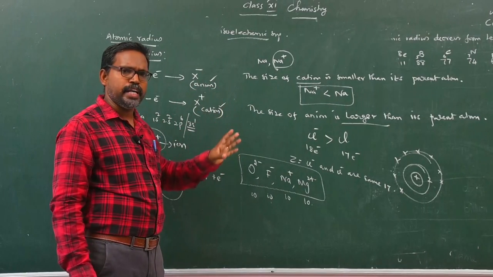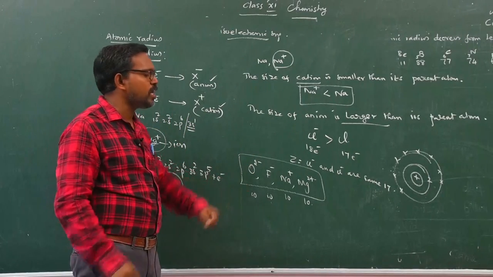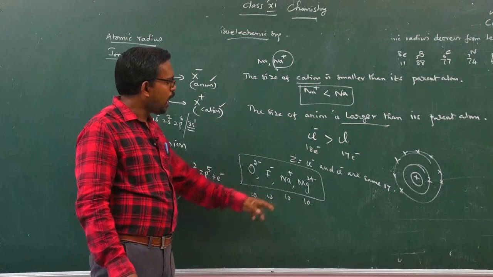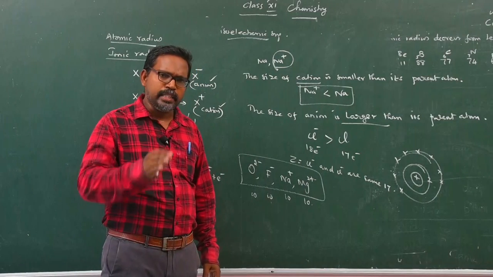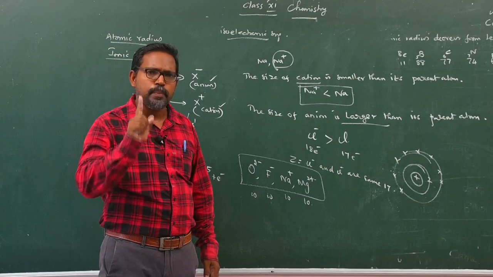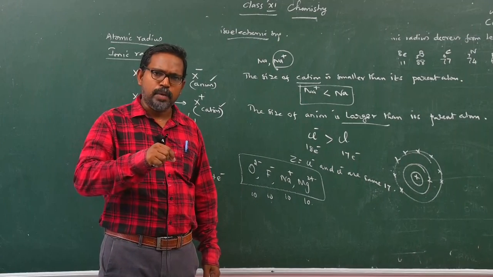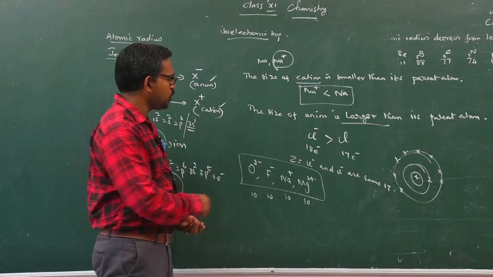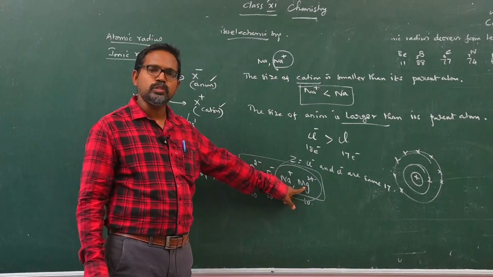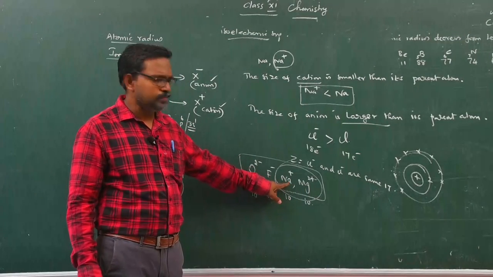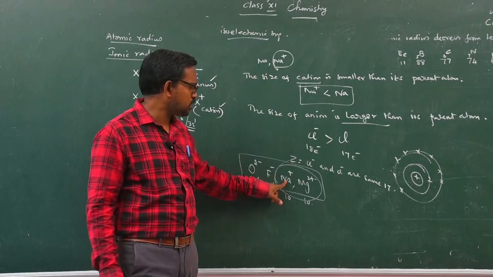For isoelectronic species, how do we predict the size, which one is larger and which one is smaller? Here also you must learn one generalization. Cations with larger positive charges are smaller in size. Comparing Na plus and Mg2 plus, Mg2 plus is smaller than Na plus, because here the force of attraction is maximum.